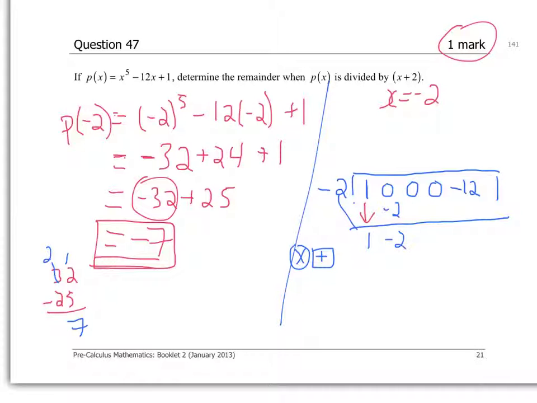We add, we get negative 2. Multiply, we get positive 4. Add, we get positive 4. Multiply, we get negative 8. Add, we get negative 8. Multiply, we get positive 16. Add, we get a positive 4. And then finally, one last multiplication, we get a negative 8. Add, we get a remainder of negative 7. So the last part in this form is your remainder of negative 7.